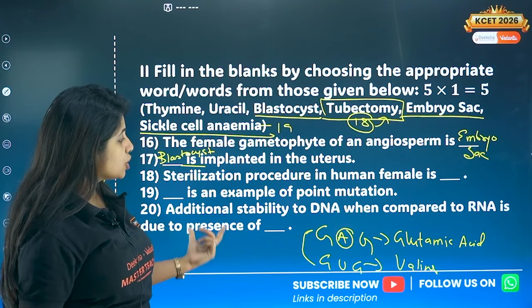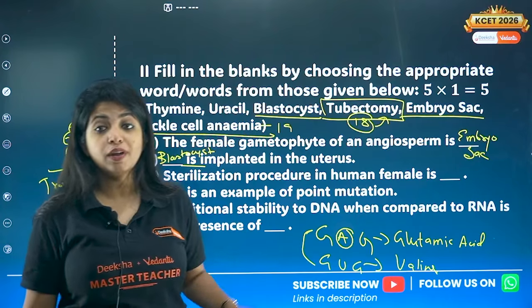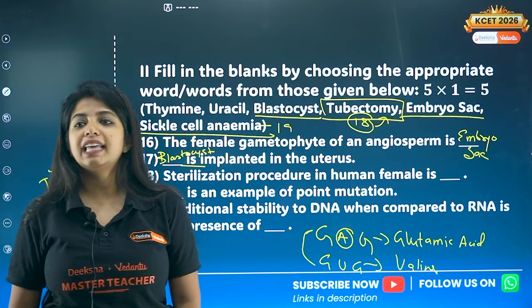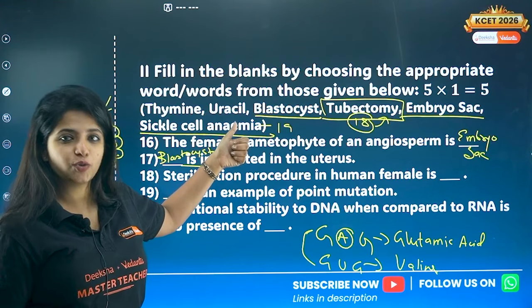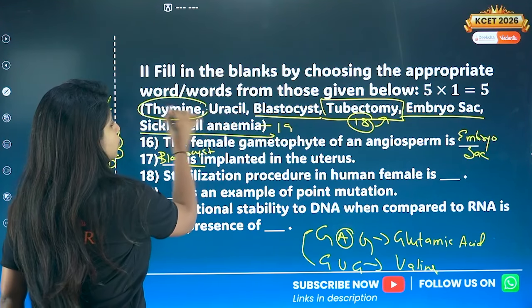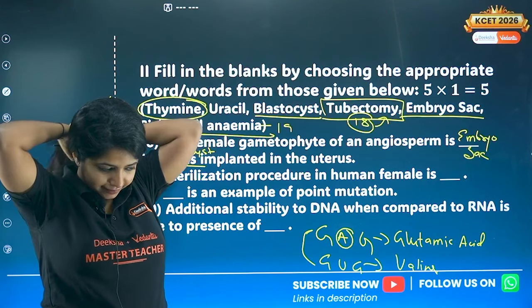19th. Next, additional stability to DNA when compared to RNA is due to the presence of. Why do you think DNA is more stable than RNA, my dear children? Because it has uracil? No. RNA has uracil. DNA has what? Thymine. What's the difference over here?